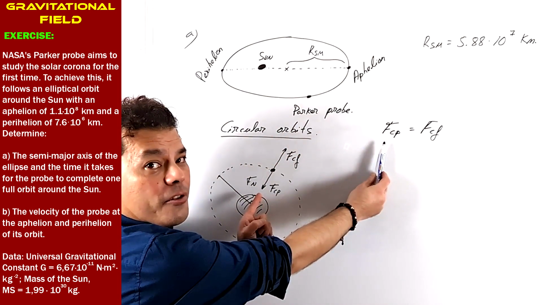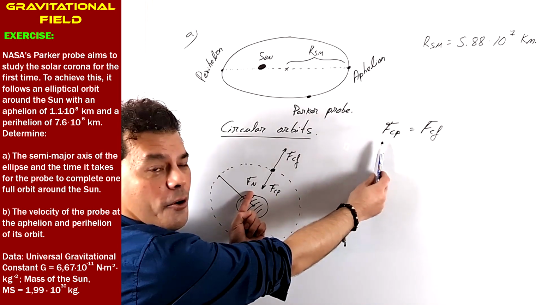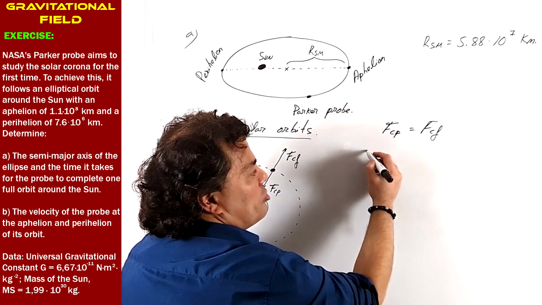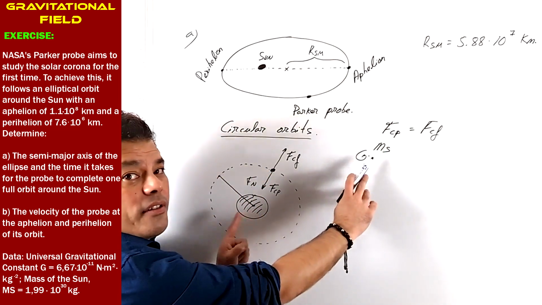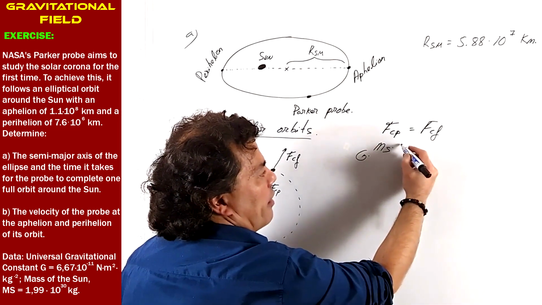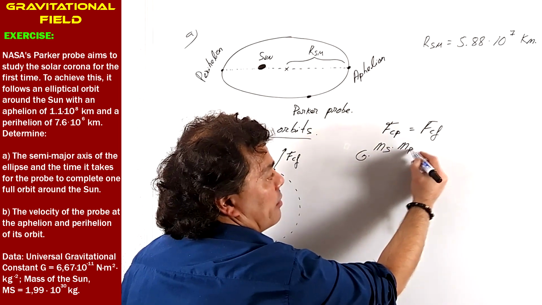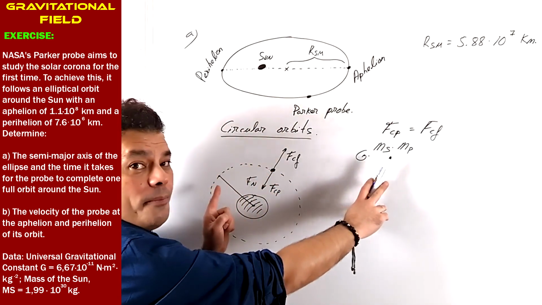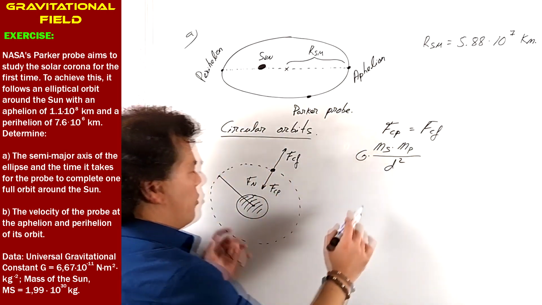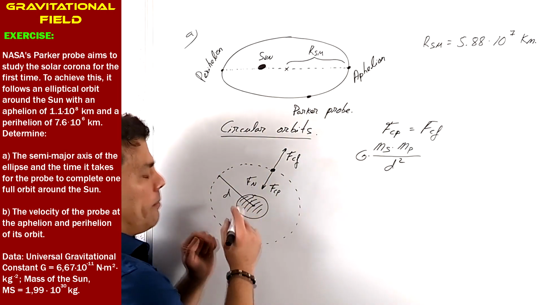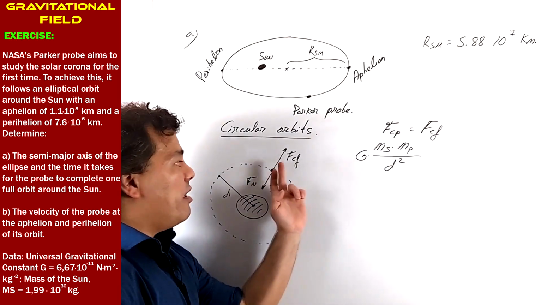The centripetal force in this topic will be Newton's force. And here you have it: G multiplying the mass of the sun or the star, whatever, multiplying the mass of the satellite or the probe, divided by the orbiting distance squared. This is the distance. And this force must be equal to this one.